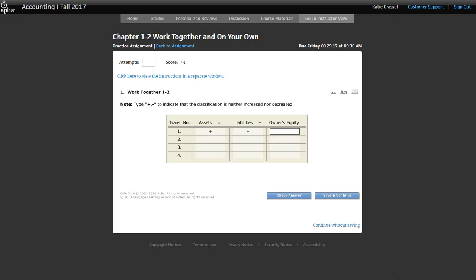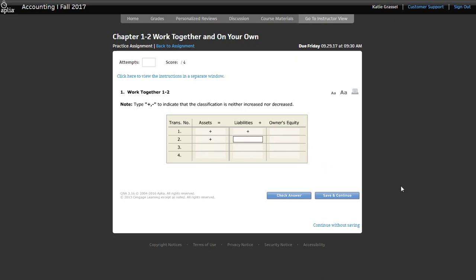What do you think, Jennifer? Asset. Why? Yes. So it's the definition. We have cash. We own it. So if the business received cash, is cash going up or down? Up. So therefore, we know that our asset is going to go up.